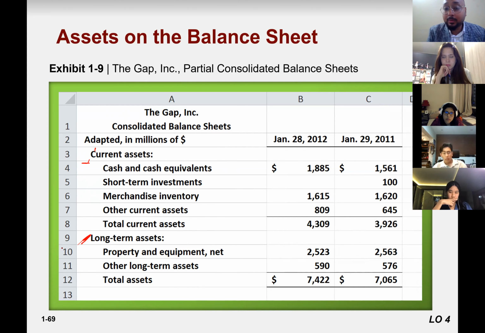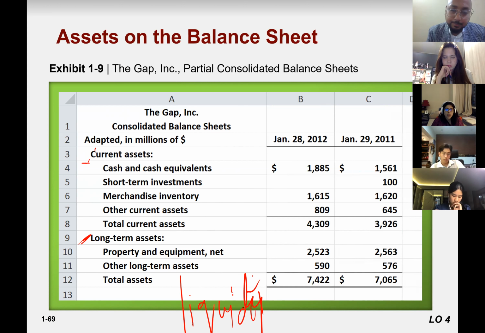We just talk about the word liquidity, right? It means we have to write down which assets first, who is the most liquid. First of all, we write down current assets, and then under current assets, we need to write down first the most liquid asset, cash and cash equivalents.